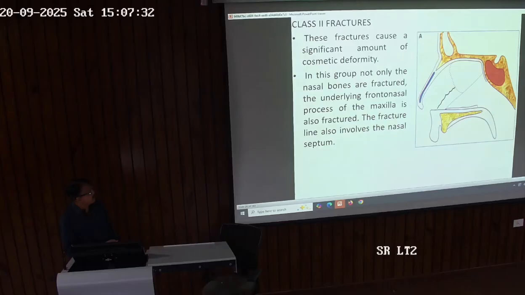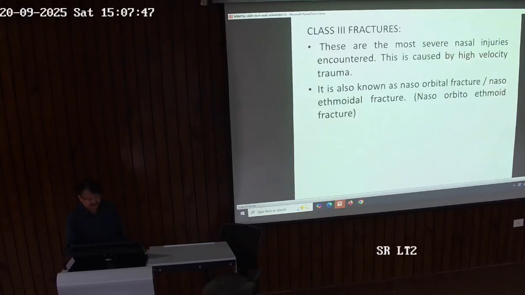In this case, the fracture of nasal bones with maxillary area and the septal cartilage. And on the nose, see the depression of nasal bone. Class 3 fractures are the most severe nasal injuries encountered. This is caused by high velocity trauma. It is also known as naso-orbital fracture and naso-ethmoidal fracture. Here the nasal bone is associated with orbital area and maxillary area.